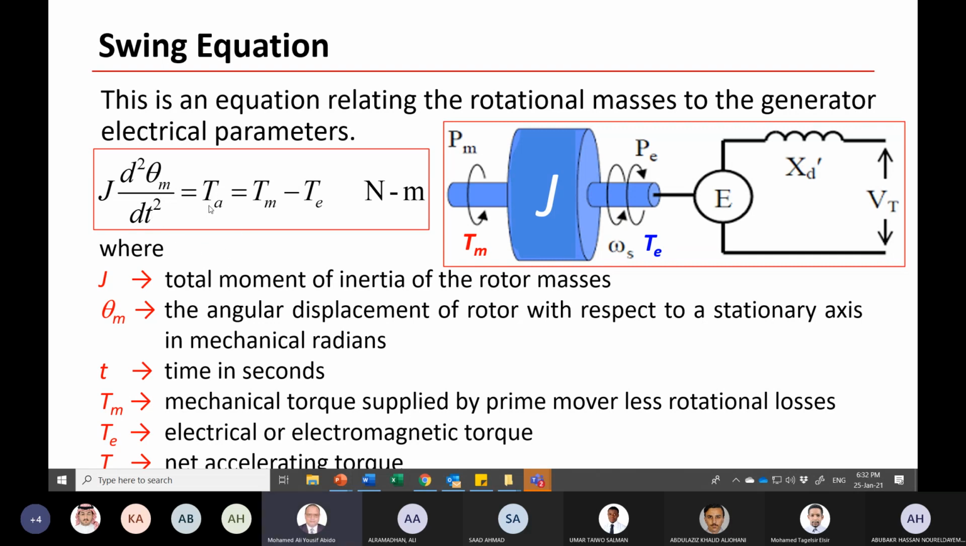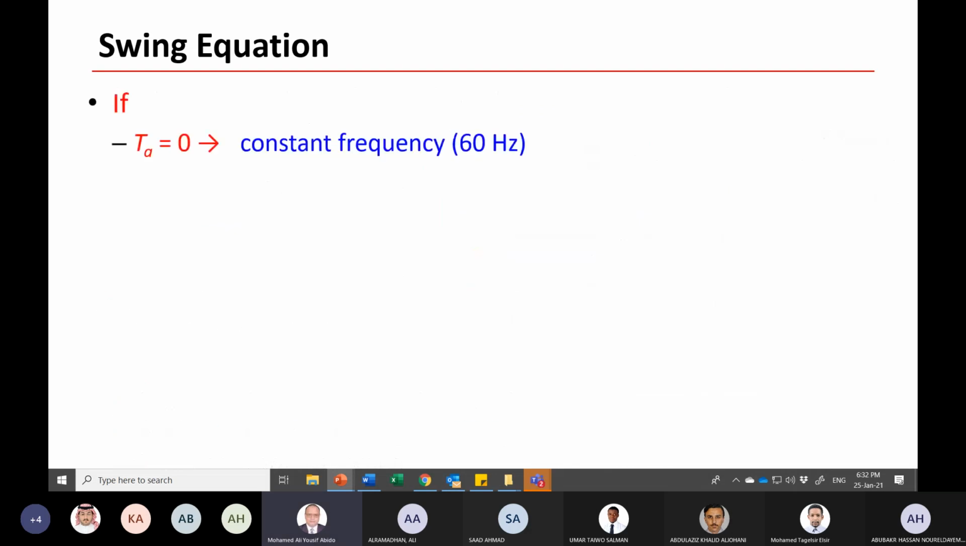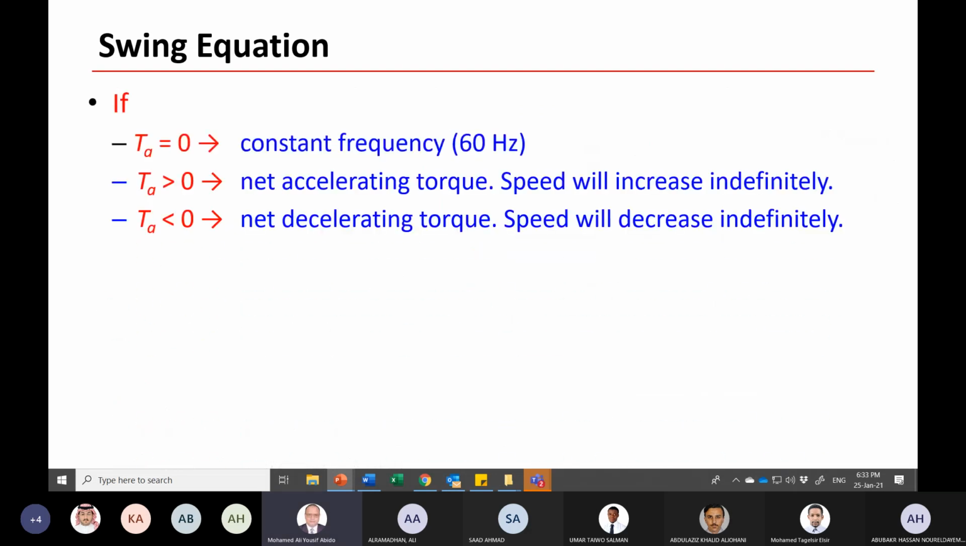And the opposite way, if the electrical torque or the load is higher than the input mechanical power, in this case the acceleration torque would be negative. That means we have deceleration. The angle is decreasing, the speed is decreasing, and the frequency is decreasing. So these are the three cases that we have here.